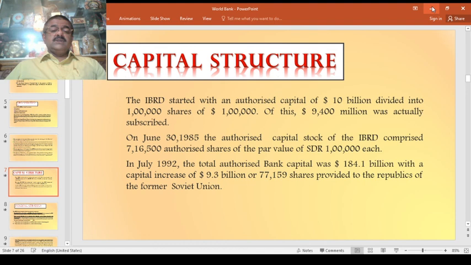In July 1992, the total authorized bank capital was $184.1 billion, with a capital increase of $9.3 billion, or 77,159 shares, provided to the republics of the former Soviet Union.